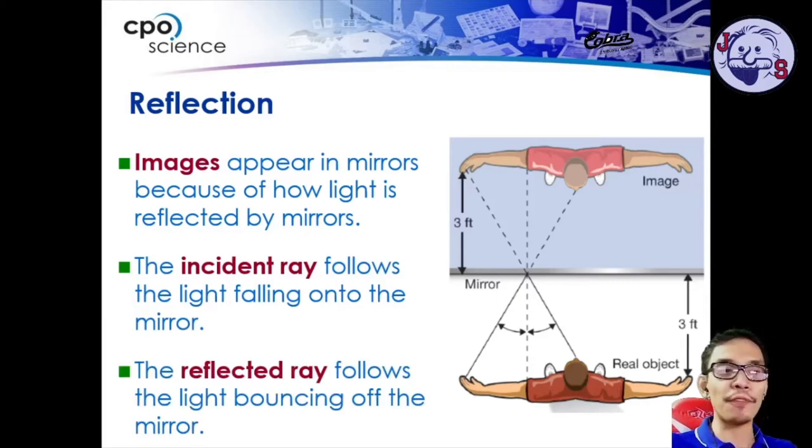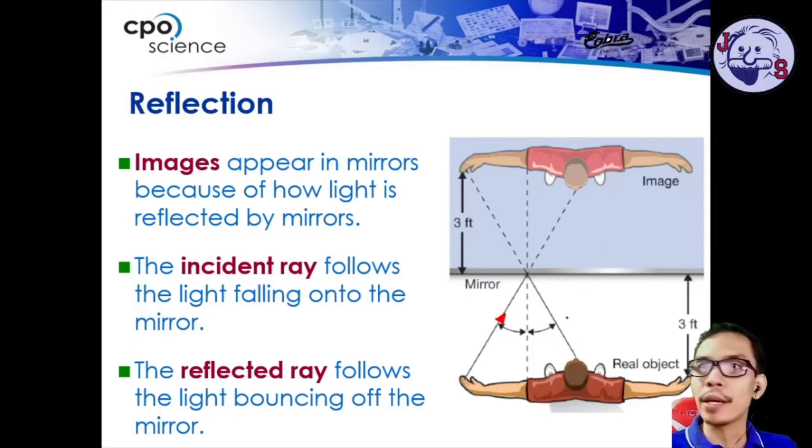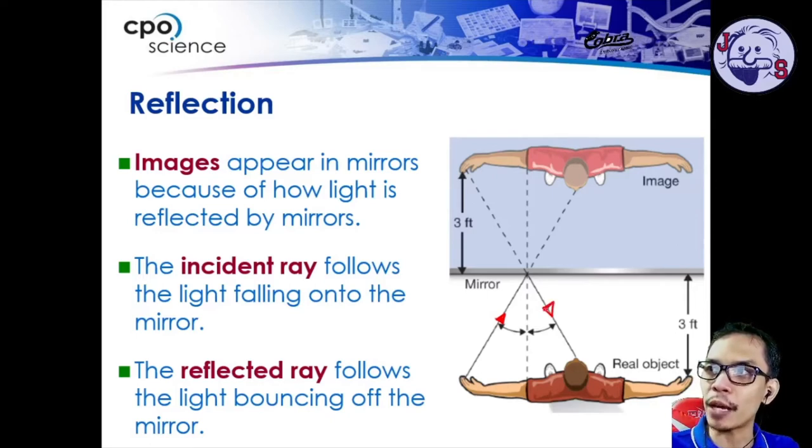The next one is the reflected ray. The reflected ray is the one that bounces off the mirror. It is represented here by an arrow. The incident ray is represented by an arrow going to the mirror, and the reflected ray is represented by an arrow coming up off the mirror.